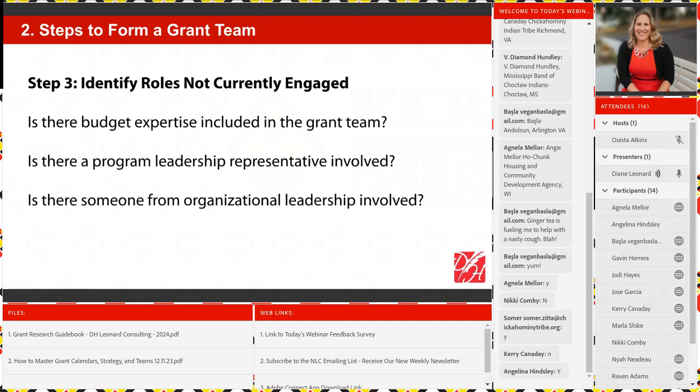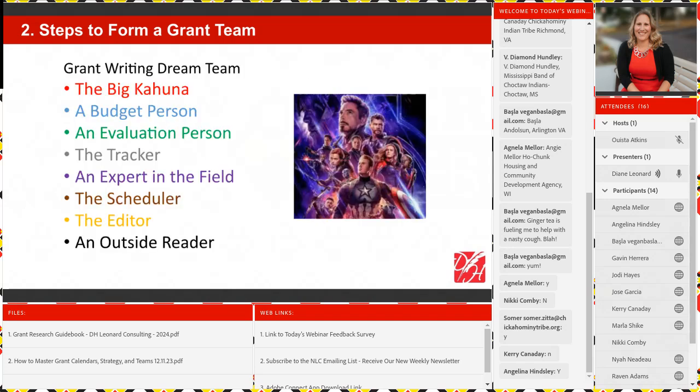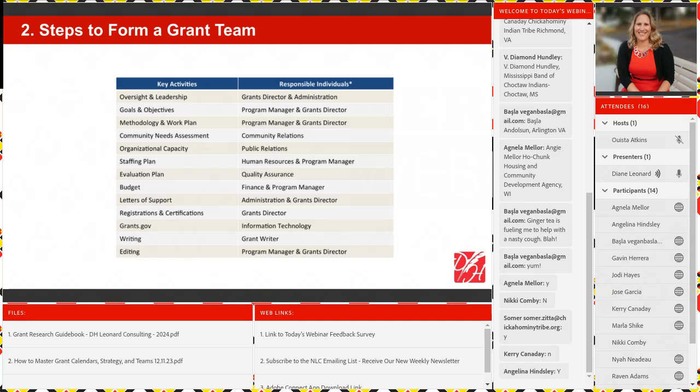What we're really trying to do in this step is to build our dream team. What is our ideal dream team? I've got the superheroes picture here, but what are the different skills and roles and passions that we want to have represented in our grant team? This chart here, not nearly as fun as a photo of some superheroes, but it gives us some ideas for the different types of titles and roles that we might see fulfilling some of the key activities that are very common in grant teams, especially as we start to talk about larger grant applications.